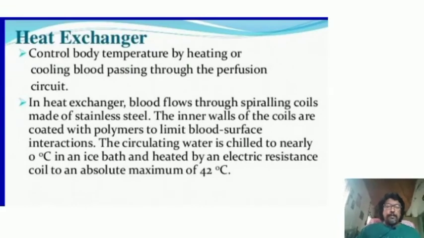So this section maintains or regulates the body temperature. It does it by passing the blood through either a heating circuit or a cooling circuit. In the heat exchanger, generally the blood flows through spiraling coils, and the coil is made of stainless steel, or in some cases copper, but stainless steel is preferred over copper. The inner walls of the coil are coated with polymers to limit the blood surface interactions, and the electrolyte interaction which we have discussed in the class. You have to keep it in mind.